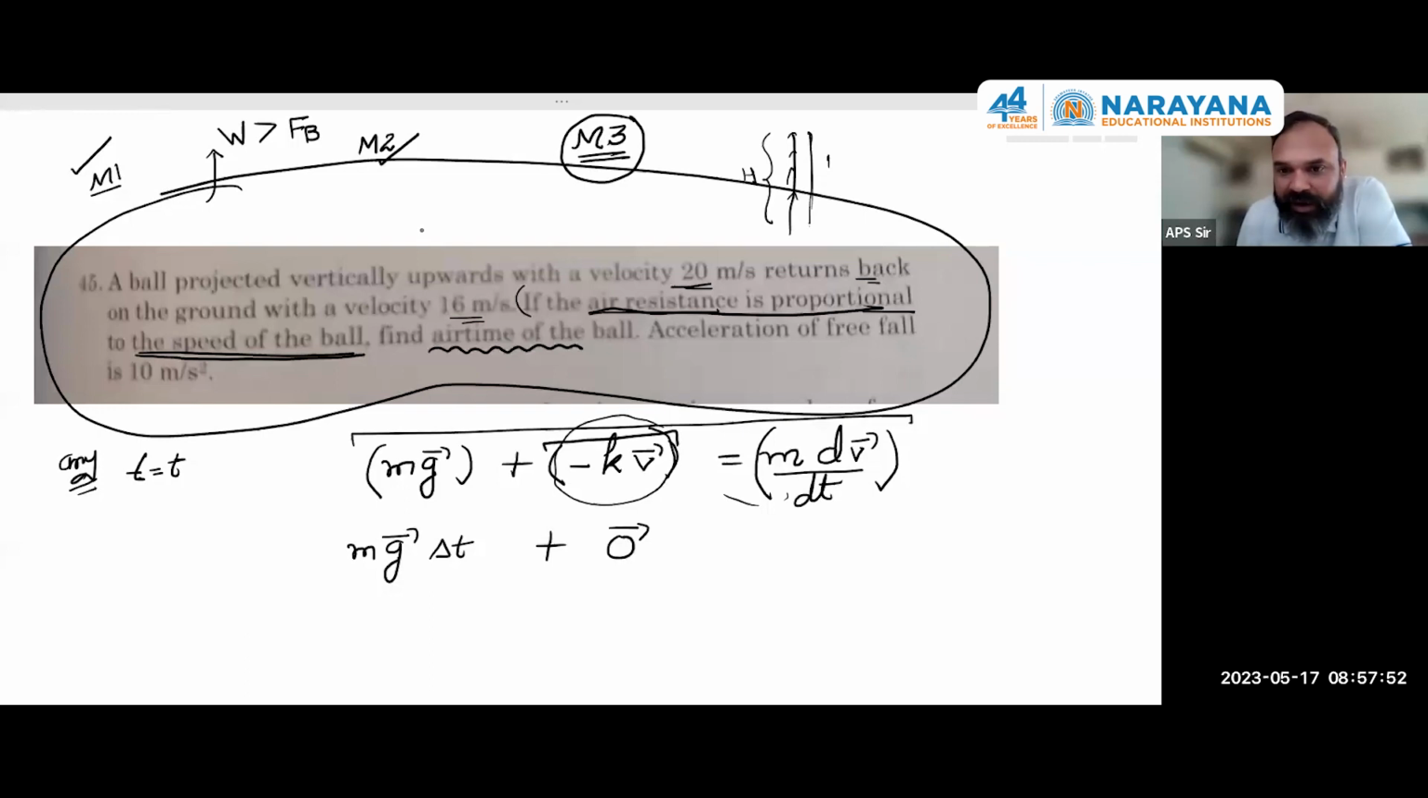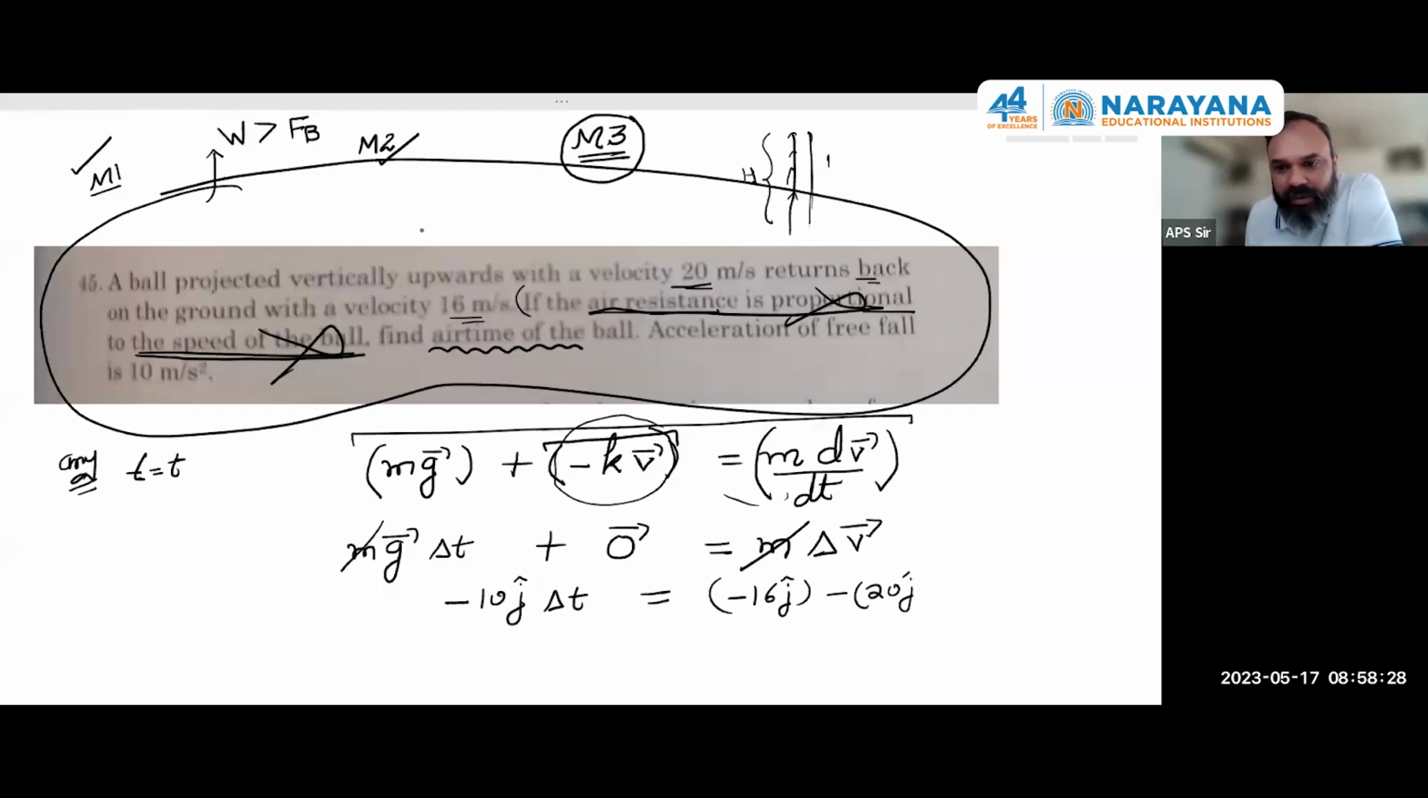Because in this term minus kV dt, V is a variable, but if you take the integral of V dt, it is the total displacement, which is 0. So this variable force is actually irrelevant in the problem. And now it is nicely written. M dV, and then you take delta V. So M cancels. Your question was delta T. So it was minus 10 J cap delta T. And the final velocity is downward, so minus 16 J cap. And the initial velocity was 20 J cap, so basically minus 36 J cap. And minus J cap cancels. So delta T is 3.6 seconds.